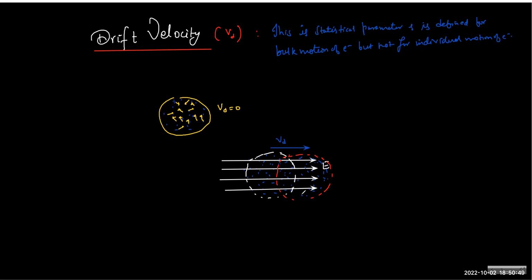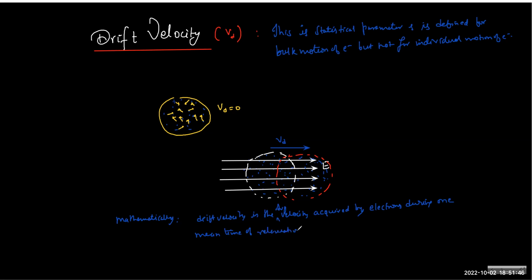I hope the drift idea is clear. So mathematically, drift velocity is the average velocity acquired by electrons during one mean time of relaxation. Okay.